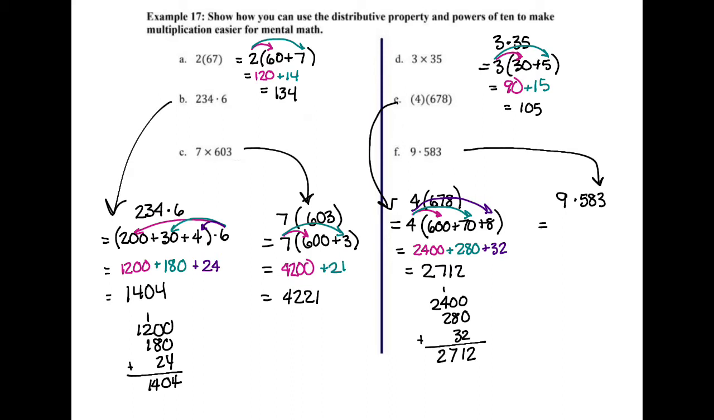Okay, so rewriting this one as place value and parentheses for the number that we're breaking down. And now we're going to distribute the 9. So 9 times 500 is 45 and 2 zeros. 9 times 80, so 9 times 8 is 72 and 1 zero. 9 times 3 is 27.